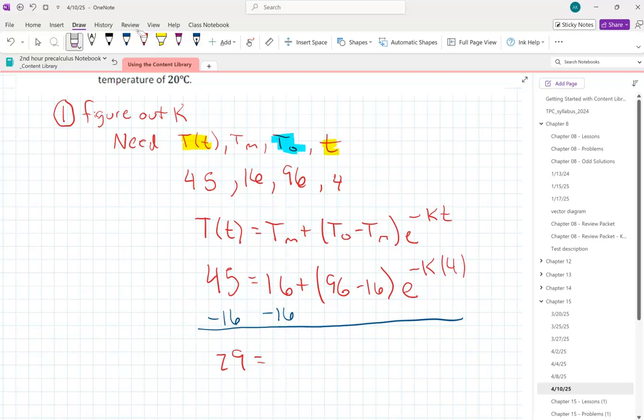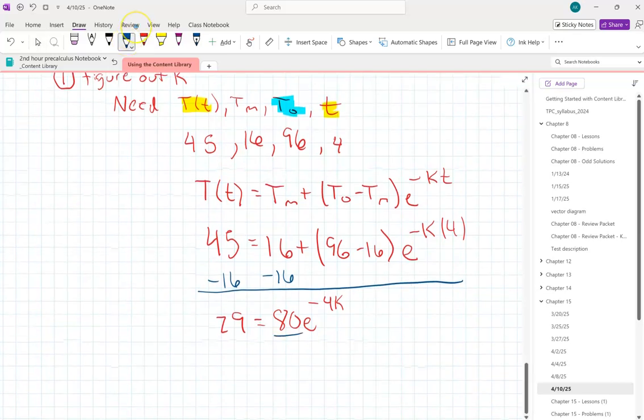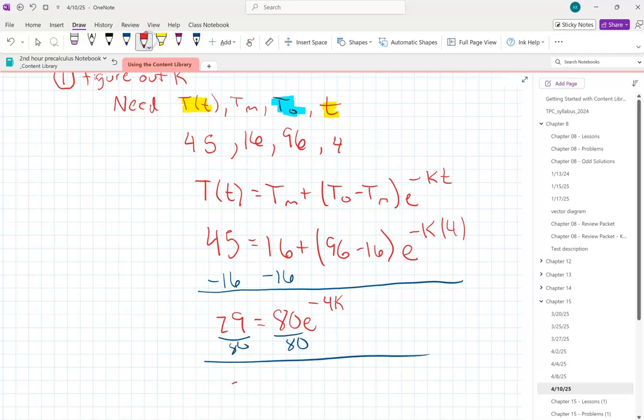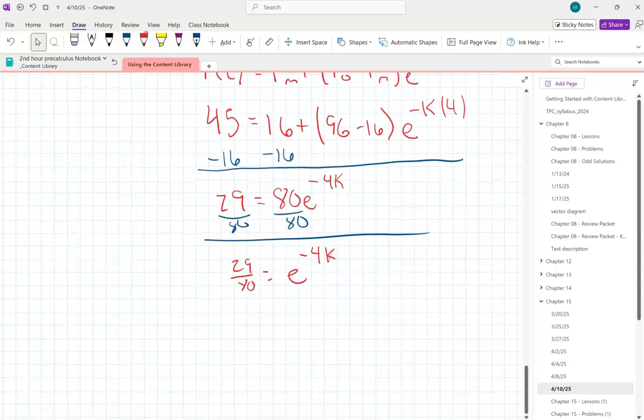So 45 minus, I'm sorry, minus 16 is 29. 96 minus 16, that's just 80. So I'll divide both sides now by 80. I could make that a decimal, but I'm not going to bother because it's just going to go into my calculator at some point anyway. So now the exponential part is by itself.